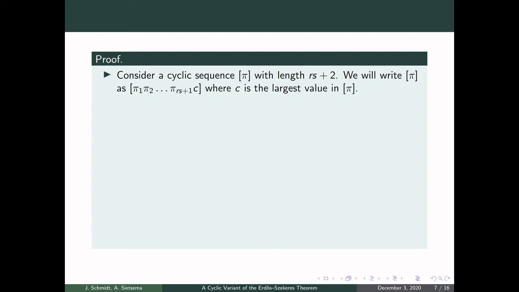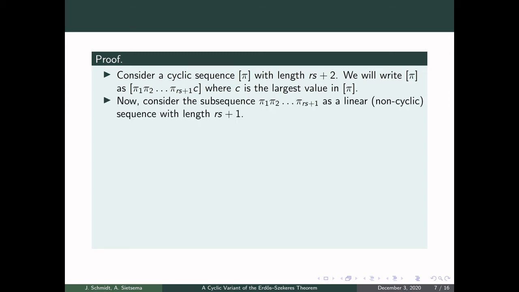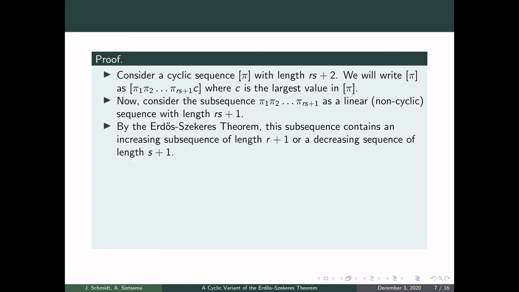Now we shall provide a short proof of this. So let's consider a cyclic sequence pi with length rs plus 2. And let's write pi as pi 1, pi 2, all the way up through pi rs plus 1, and then finally c, where c is the largest value in pi. Now let's consider the subsequence pi 1, pi 2, all the way up through pi rs plus 1 as a linear sequence, which will have, of course, length rs plus 1.